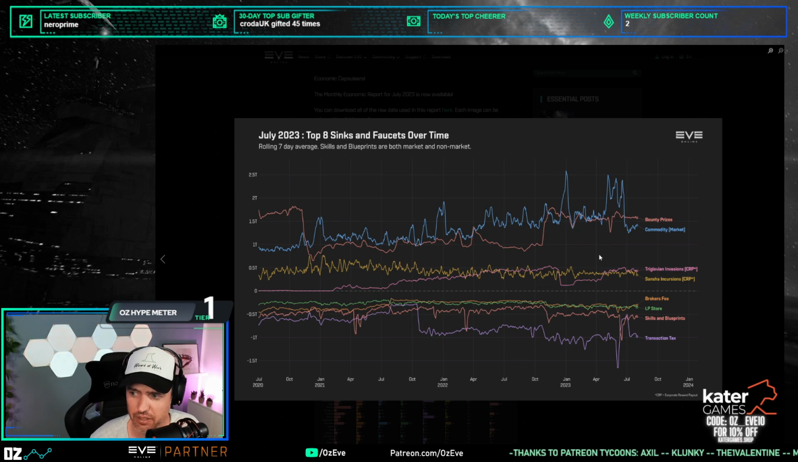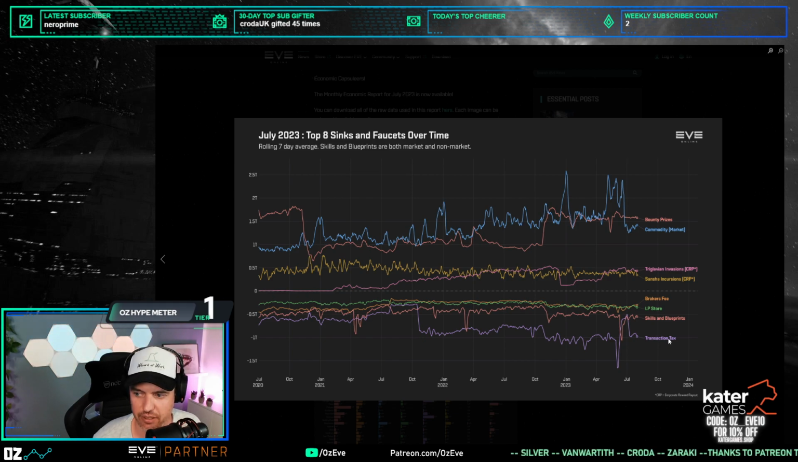and top eight sinks and faucets over time. We're seeing bounty prizes, commodity. Can that be true? Oh, this is daily. Okay, so this is daily. So you can't look at this monthly. So blue loot is more spiky, whereas bounty payouts are more constant over time. So the overall blue loot represented in the blue line right here is still going to be much larger over a month.